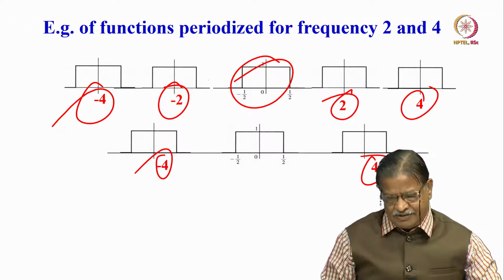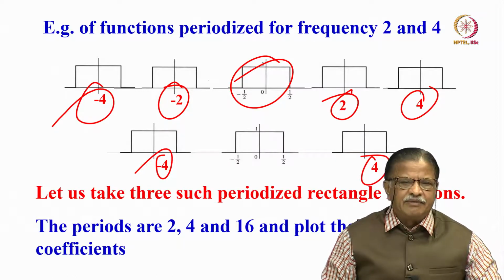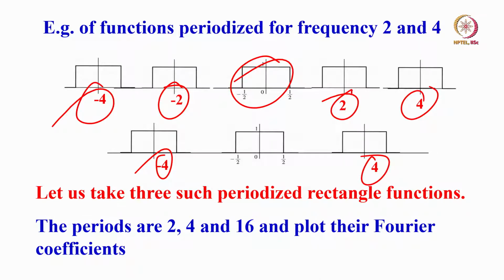Let us do one thing. Let us take 3 such rectangular functions which I have periodicized at regular intervals, where the periods could be 2, 4 and 16. Why did I take this number? Any number is fine. I have already shown you 2 and 4, and now another, bigger number. In fact, I wanted to go to 32 or 64 to show that as the interval becomes bigger and bigger, the frequencies become closer and closer, and it goes more towards a continuous function.